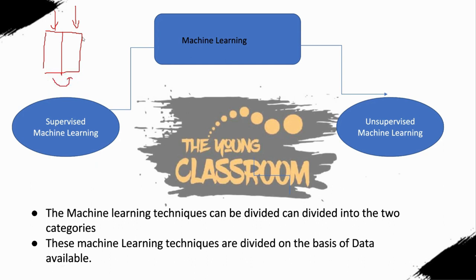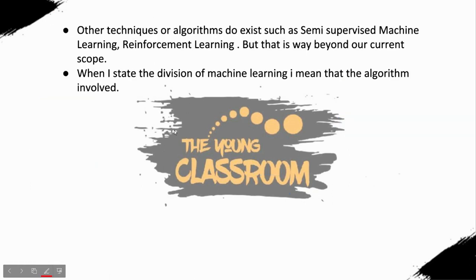Now based on the amount of data we are actually using, we employ different algorithms to solve this problem of predicting diseases, or to find a mapping between these two. So yes, this could be broadly classified into these two categories. There are further categories like semi-supervised machine learning, or reinforcement learning, but since it's a very introductory course, we won't be delving into that, and it is much beyond our scope. When I state a division of machine learning, I mean the categories of algorithms which are involved.